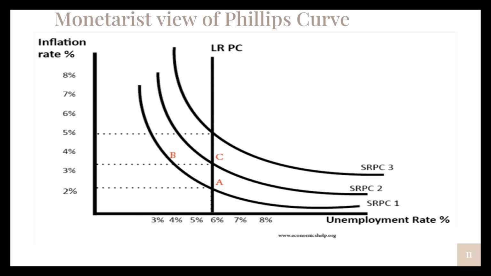Now, a movement along the short-run Phillips curve, such as from point A to B, indicates aggregate demand has changed, while a shift from point B to C indicates a change in the short-run aggregate supply. And if we look at the long-run Phillips curve, you see that it is vertical at the natural rate of unemployment, and this figure shows that the natural rate of unemployment of the economy is determined at 6%.